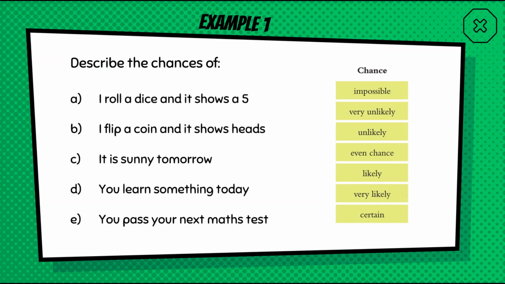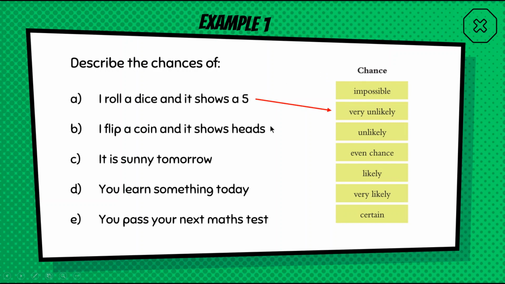All right, hopefully you've made your choice for the first one: rolling a die, a standard six-sided die, and it shows a 5. Well, because there's only one 5 and there are 6 options, that's pretty unlikely. So we're actually going to say very unlikely. You could say unlikely, but because it's only a 1 out of 6 chance, it's definitely closer to impossible than it is to even chance. So very unlikely would be a better answer here.